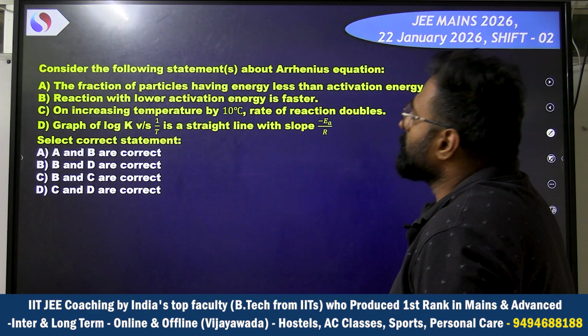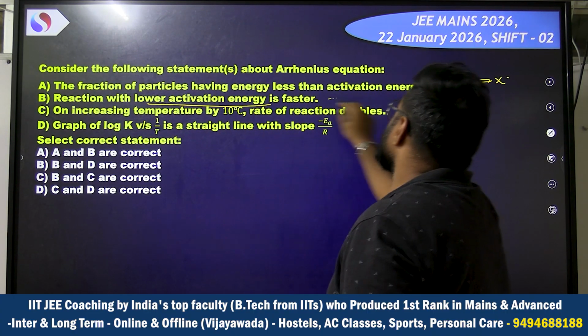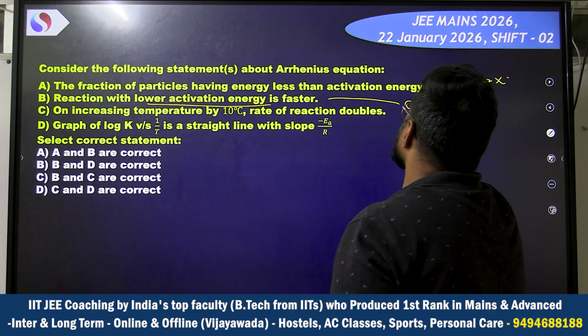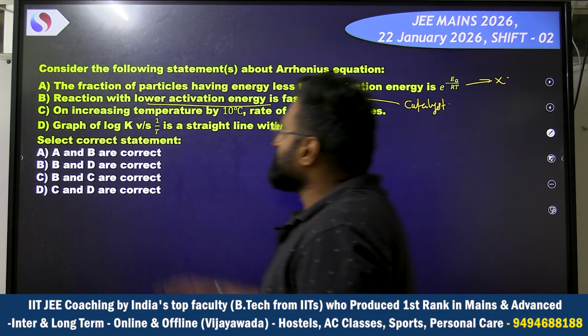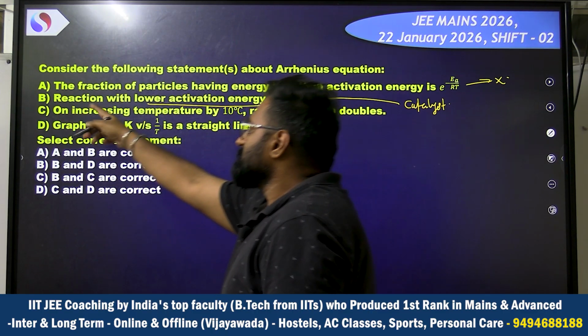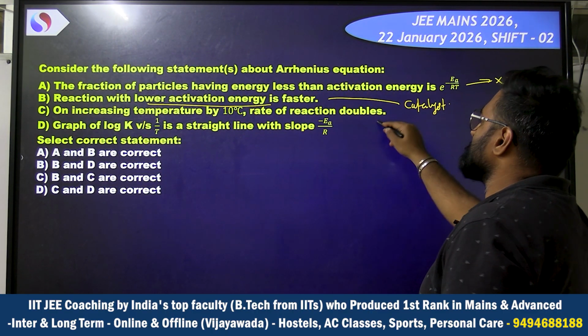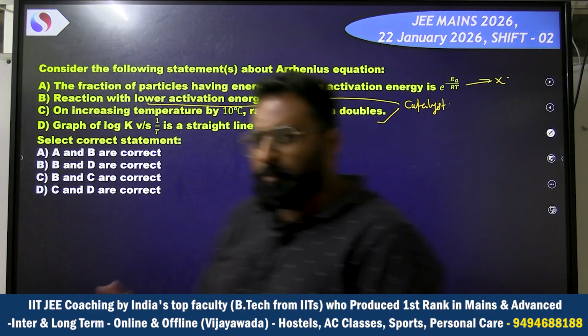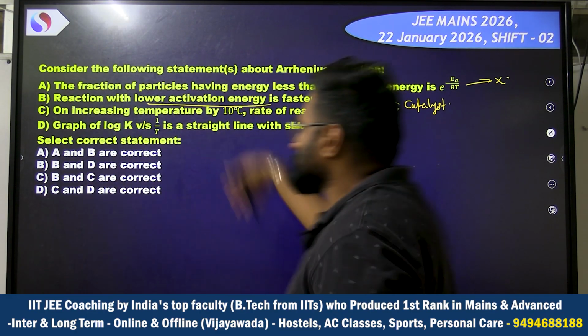Then, reaction with lower activation energy is faster. Yes, because lower activation energy indicates presence of catalyst, and catalyst makes the reaction faster. So option B is correct. Statement C, on increasing temperature by 10 degrees, rate becomes double. This is also correct. On increasing temperature by 10 degrees, rate becomes double or triple. So this statement is also correct.